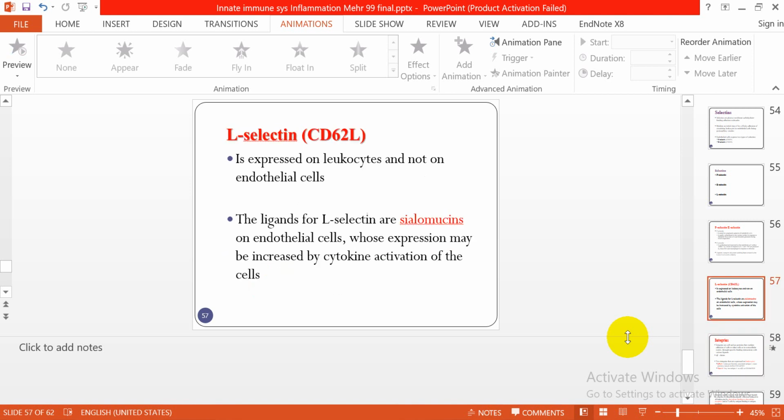So if we want to categorize, E-selectin and P-selectin are expressed on the surface of endothelial cells, but L-selectins are expressed on the surface of leukocytes and can bind to sialomucins on the surface of endothelial cells.